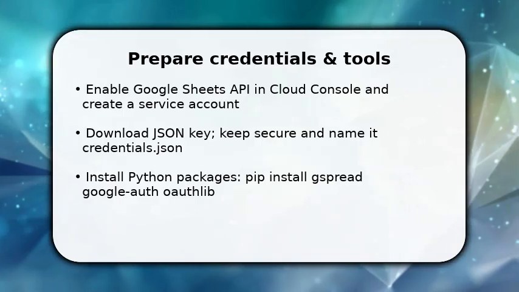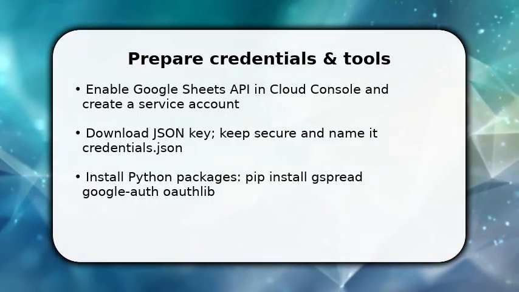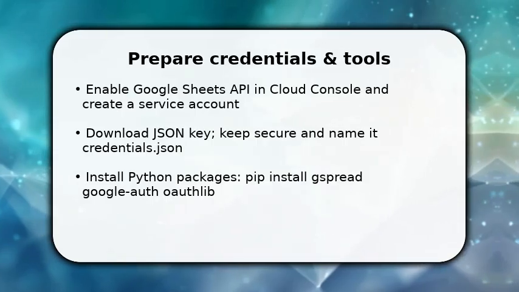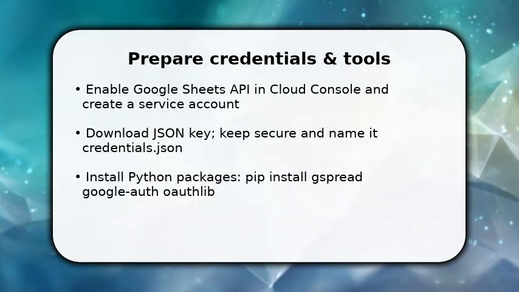You start by creating a cloud project and enabling the Sheets API. This gives you programmatic access. Once done, create a service account and download the JSON key because that file proves your identity to Google.